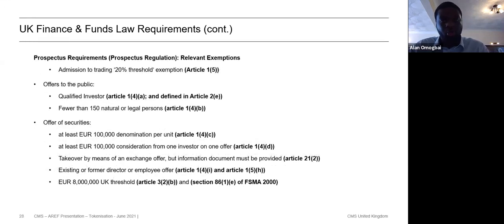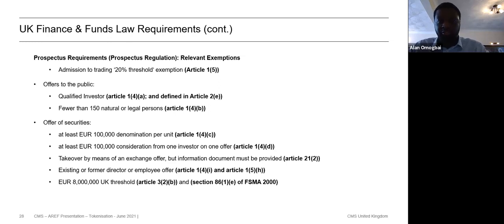Thank you very much. So we're now just going to quickly cover the relevant exemptions. Again, you'll be familiar with some of these on the screen here. The admission to trading 20% threshold exemption, where over a 12-month period, the number of new securities admitted to trading on a regulated market is less than 20% of the number of those securities that are fungible, in other words, mutually interchangeable with the new securities being admitted and are already admitted on the same regulated market, and that's under Article 1.5. And I'd also point out the bullet point under offer to the public, the qualified investor exemption. So solely to qualified investors, e.g. institutional, large corporate or professional investors, which I suspect many of you on the call will be representing. And that comes under Article 1, paragraph 4A and Article 2E.